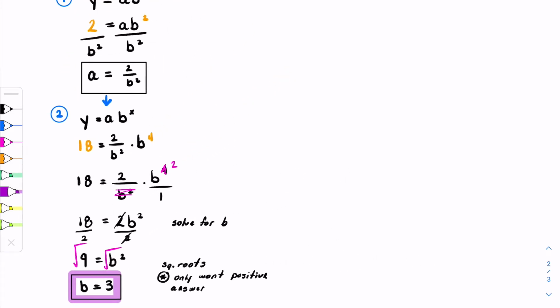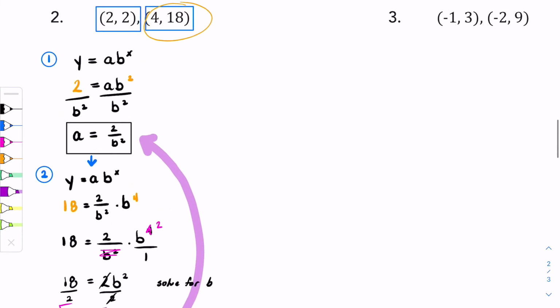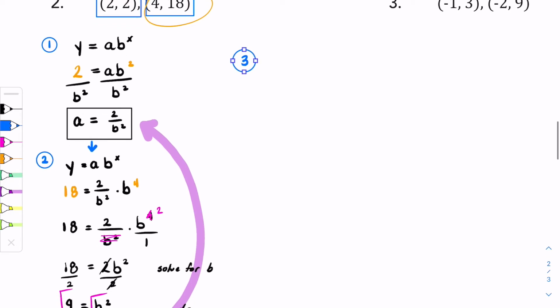Now we need to take what we just solved and we need to substitute it back into step 1, and we need to solve for a. That gives us step 3. We know our a value is equal to 2 over b squared. So when I substitute the value of 3 into this function, I know a is equal to 2 over 3 squared, which is 2 over 9. And 2 over 9 is your value of a.